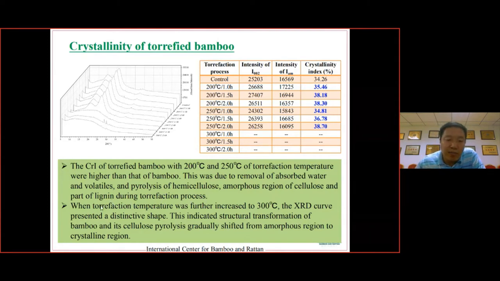But when the temperature is further increased to 300 degrees, the XRD pattern presents a distinctive shape like this here, and this indicates a structural transformation of the bamboo, that is, the cellulose pyrolysis gradually shifts from the amorphous region to the crystalline region.